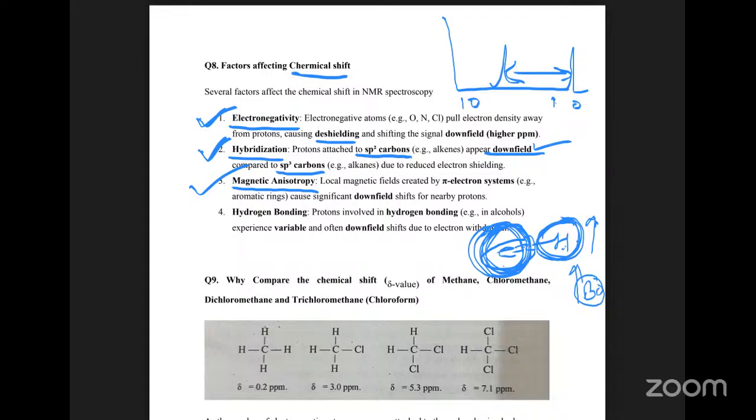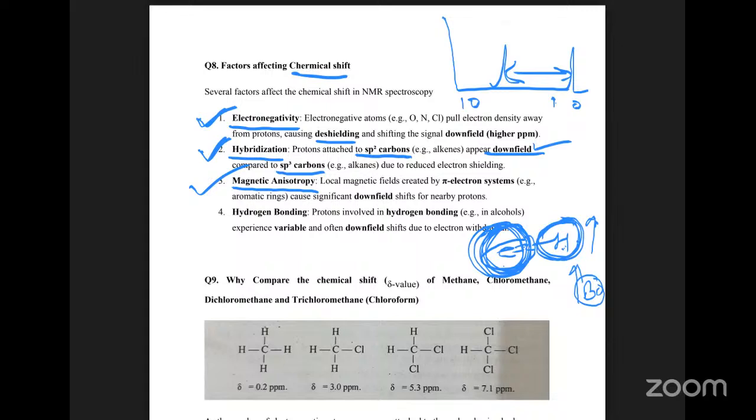That means there is a reinforcement, and that reinforcement will cause the lesser magnetic field for the flipping, and that's why the del value will be higher, and that comes under the magnetic anisotropy. We are going to discuss in detail the context of the aldehyde, aromatic ring, and olefinic and acetylene compounds.